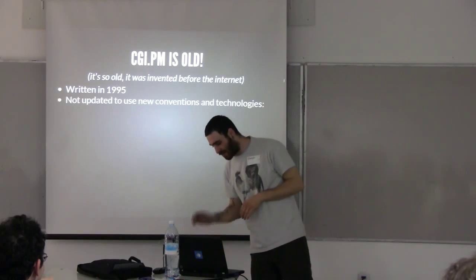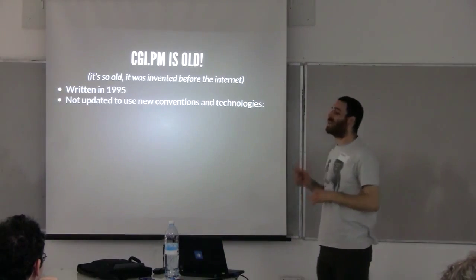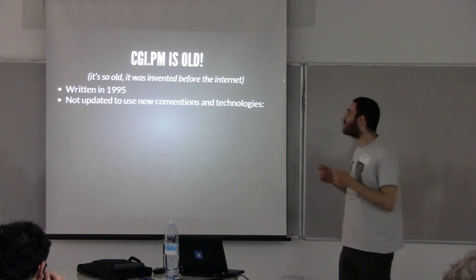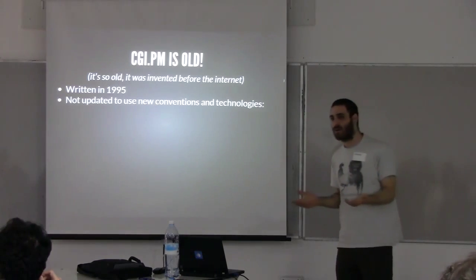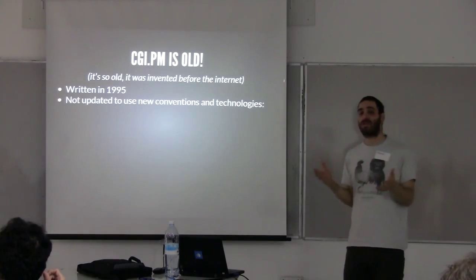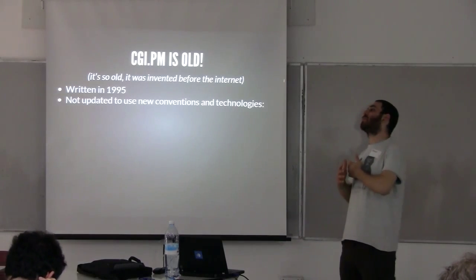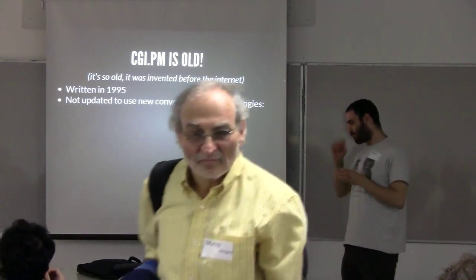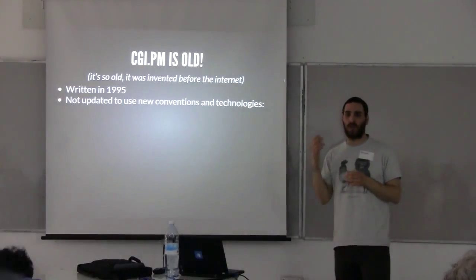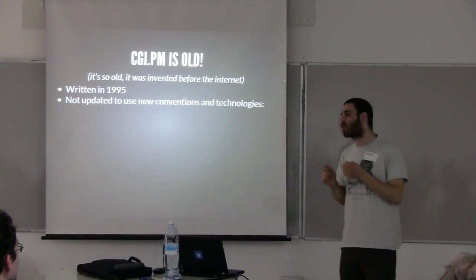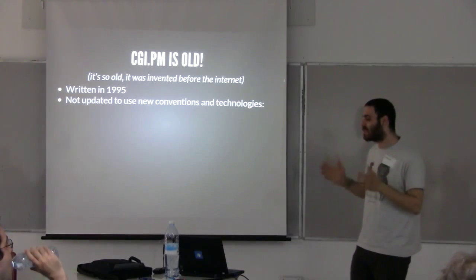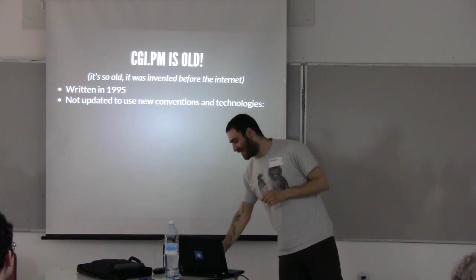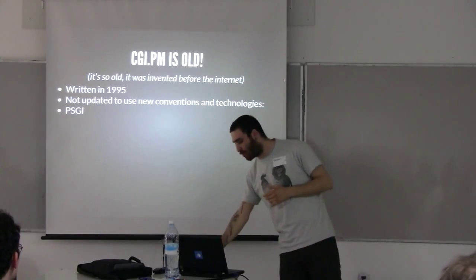It was written in 1995. The problem is not that it's old or that it was written in 1995. The problem is that it wasn't updated to use stuff that we have now. We've learned a lot, and Perl itself as a language evolved plenty, but CGI.pm hasn't. Recently, Mark Stosberg put a lot of effort into making it more secure and cleaner, but basically it's still the same piece of stuff. And it doesn't use PSGI, for example.